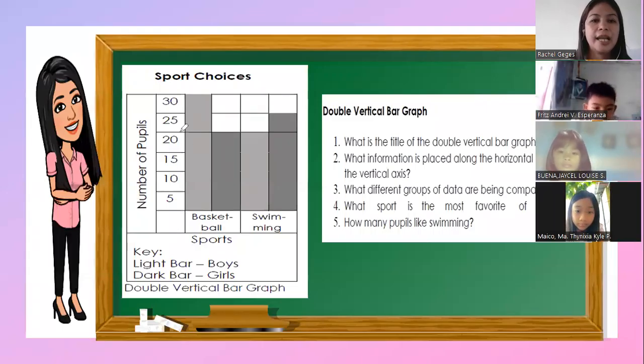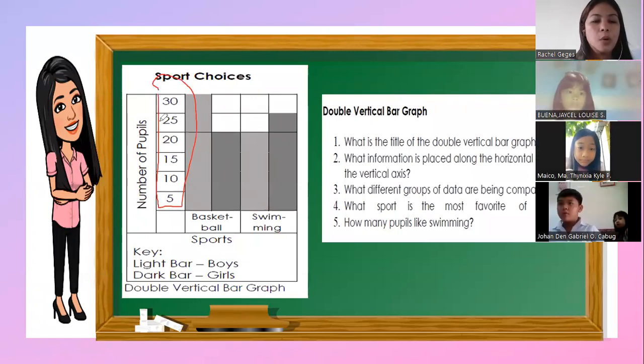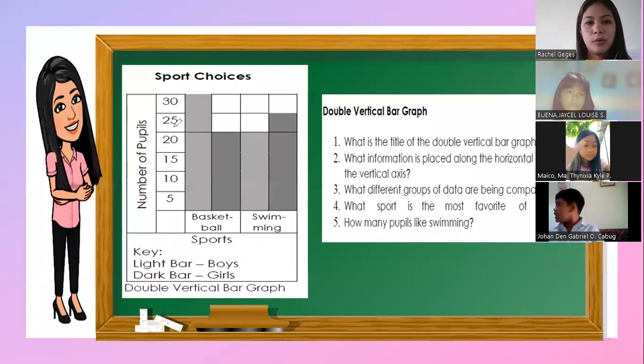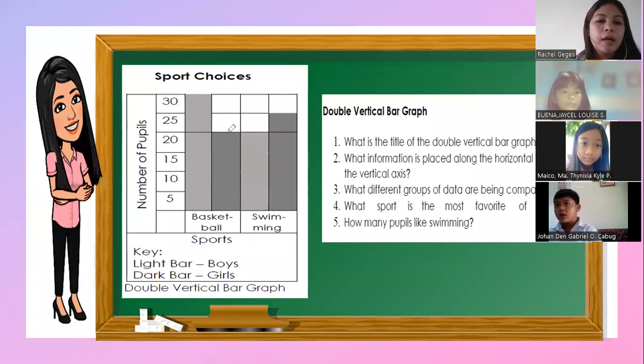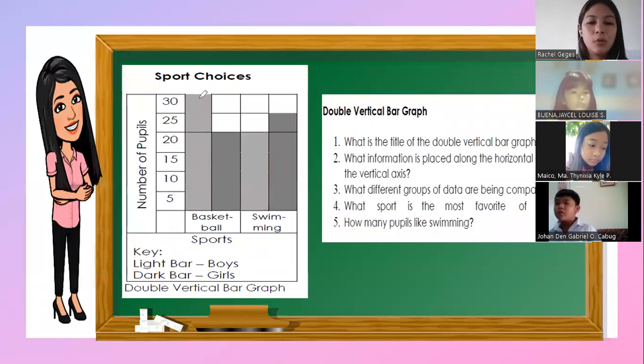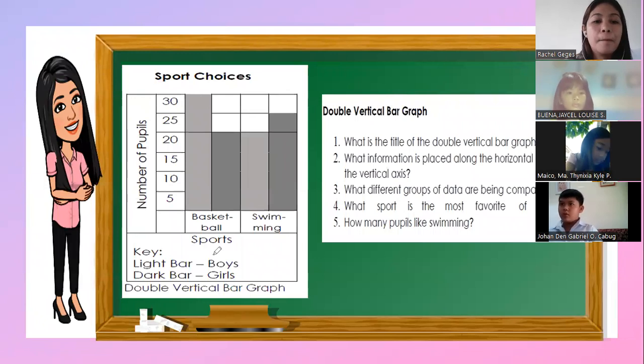Okay, in the vertical axis, we have this scale number, no? We have 5, 10, 15, 20, 25, 30. So, ito yung makikita natin sa vertical axis, and the horizontal is the name of sports, no? Yung light bar, yung medyo hindi matingkad na kulay, ay para sa boys. Yung darker color is for the girls.